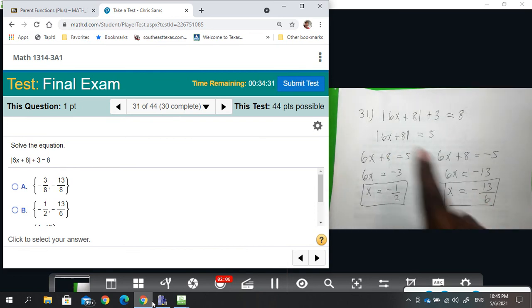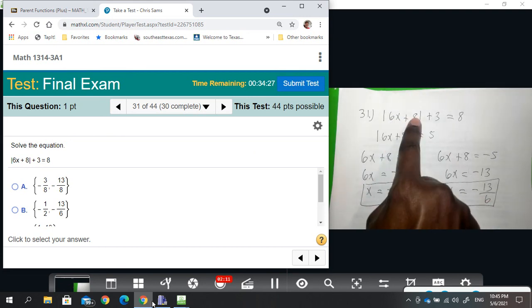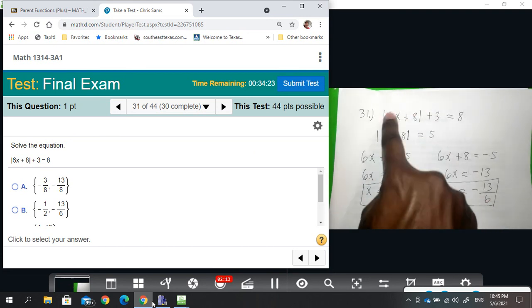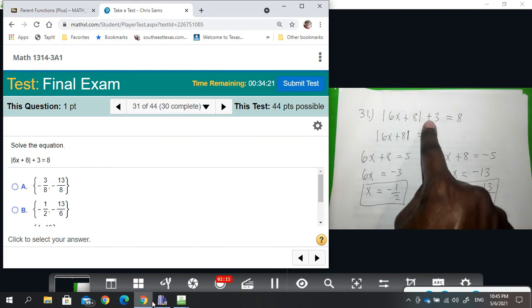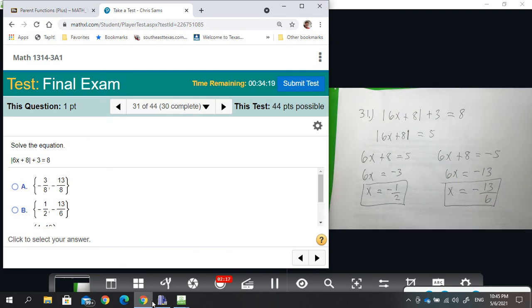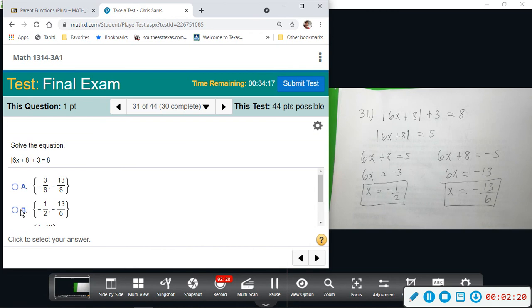Over here, we'll get a negative 13 because the 6 will divide out. Negative 13 plus 8 will give us a negative 5. Absolute value, make it positive. Plus 3 will give us 8. So both of them check out: negative 1/2 and negative 13 over 6.